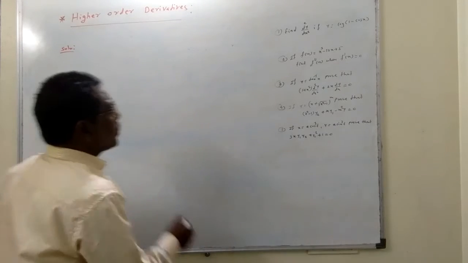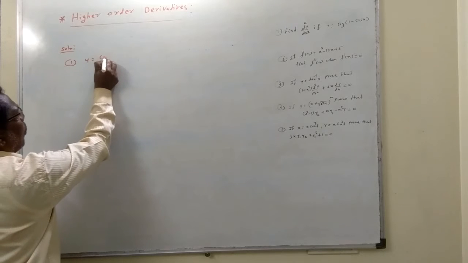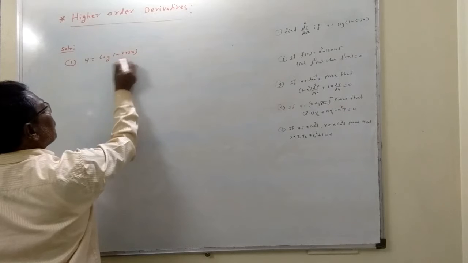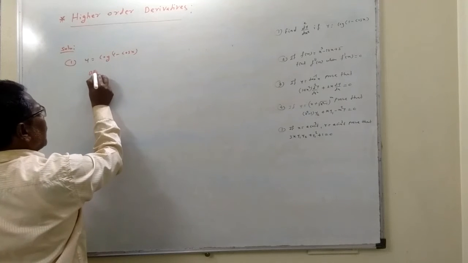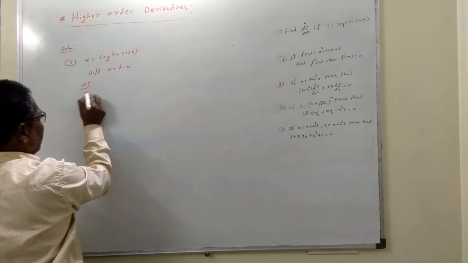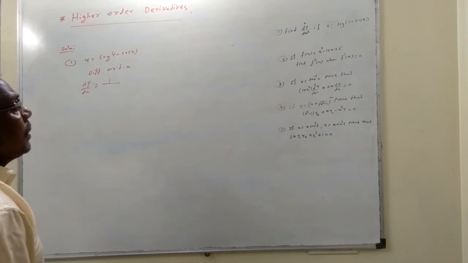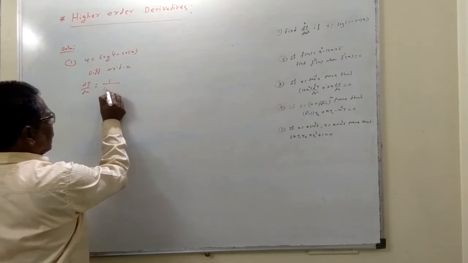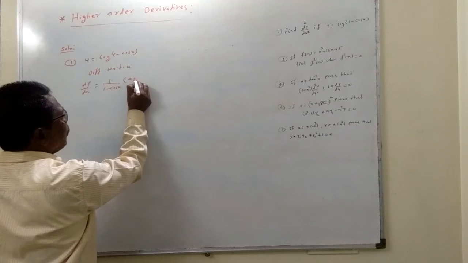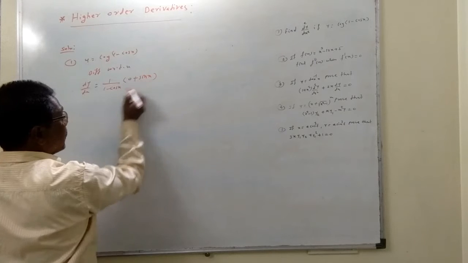We'll solve those examples. First example: y is equal to log of 1 minus cos x. Differentiate with respect to x. So dy by dx equals the derivative of log, 1 upon 1 minus cos x, into the derivative of 1 minus cos x, which is 0 minus the derivative of cos, that is minus, so plus sin x.